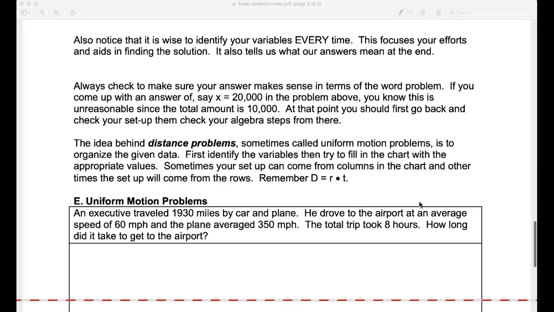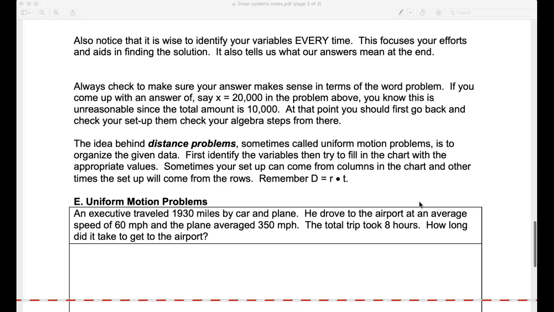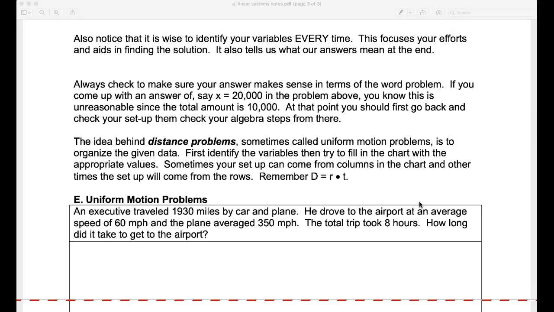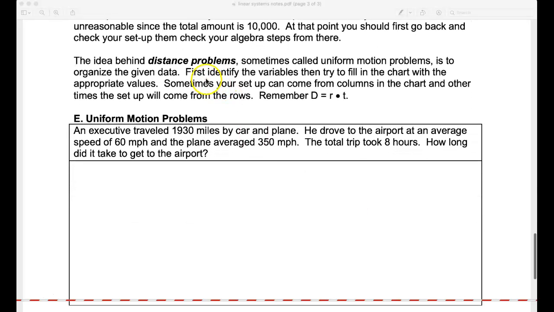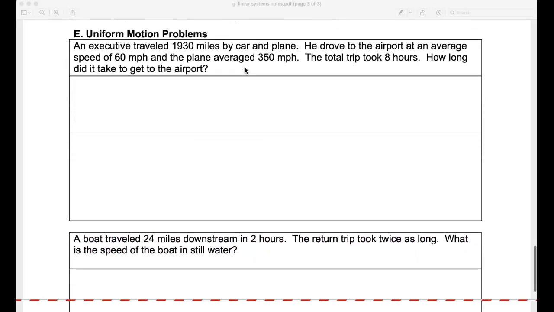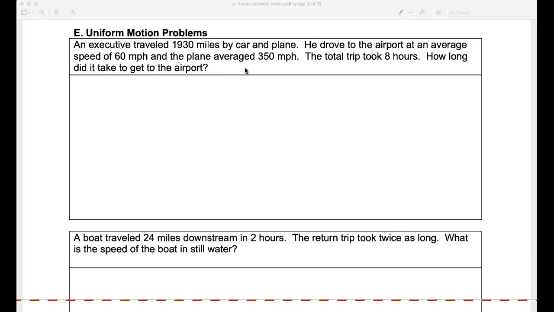All right, so now we're going to get into uniform motion problems. There's all this stuff here saying make sure you check your answers, make sure your answers make sense. If your answers don't make sense, then you probably did something wrong with your solving part or your equation setting up. So use logic and make sure everything seems like it's making sense. The idea behind distance problems, sometimes called uniform motion problems, is to organize the given data. Distance is equal to rate times time. And this is where those tables, if you remember from Algebra 2, come into play.